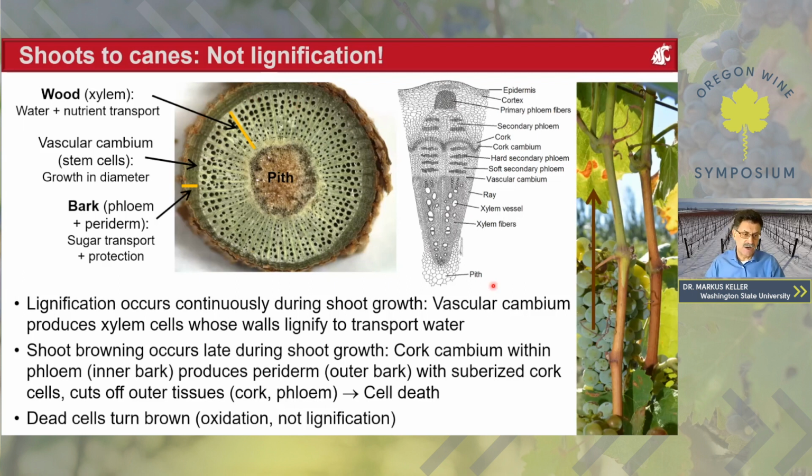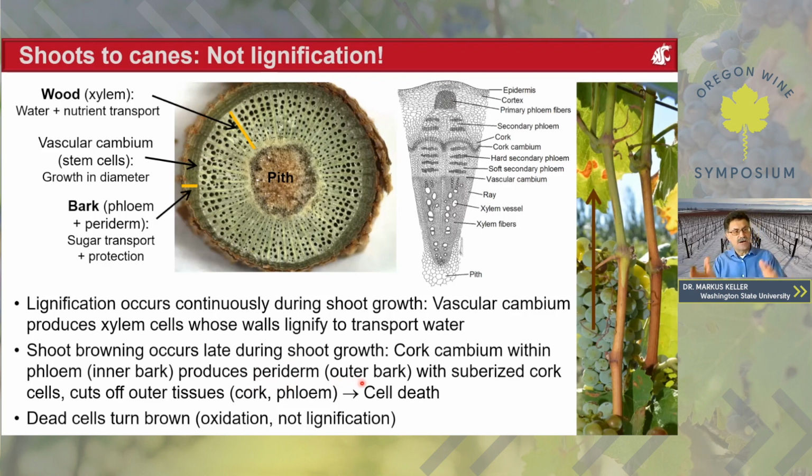When we look at this browning, what you can see over here on the right-hand side, the shoot turns brown in the mid-season, around the time of veraison, turning brown from the base up. That is actually dead cells that we're seeing. It happens because on the outside of the phloem, a second cambium forms. It's called the cork cambium. That cork cambium forms cork cells to the outside. Those cork cells, along with the cambium and some other cells that are produced, is what we call the periderm, or the outer bark.